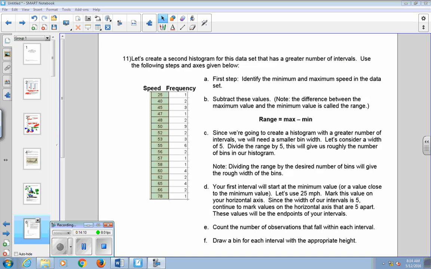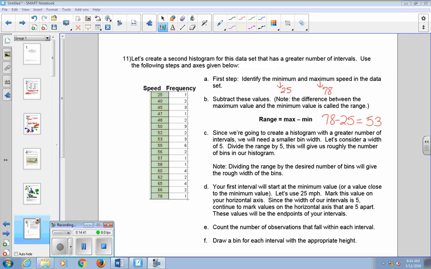Okay, number 11, let's create a second histogram for this data set that has a greater number of intervals. Use the following steps and axes given below. All right, so first step, identify the minimum and maximum speeds in this data set. So our minimum is 25, our maximum is 78. Next step, we're going to subtract these values. So note the difference between the maximum and the minimum values called the range. So 78 minus 25 gives us a difference of 53.